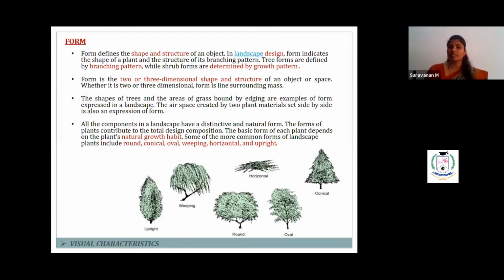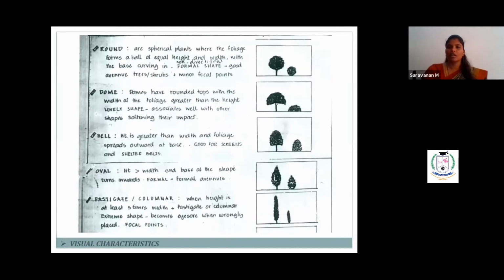When it comes to form, whether it's round, conical, oval, a creeper, growing horizontally or weeping, these are the different types of forms. You have upright, weeping, horizontal, conical, oval, and round. These are the different types of forms which we see. For each one, I have been given a description. Here we have round, dome, bell, this is oval, and this is columnar.